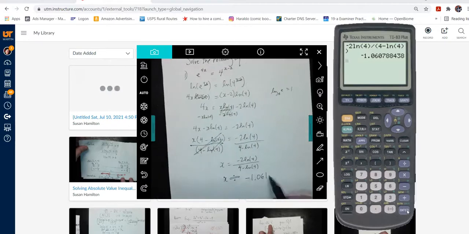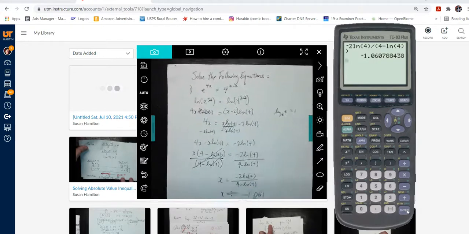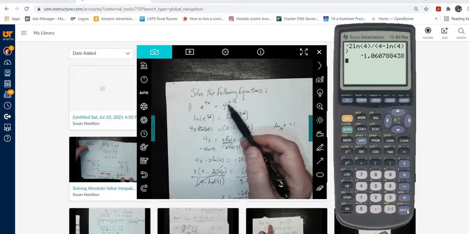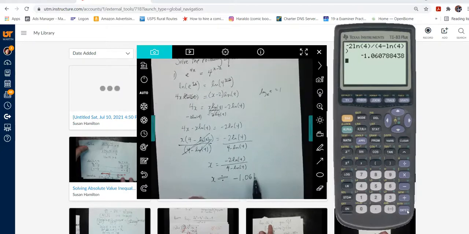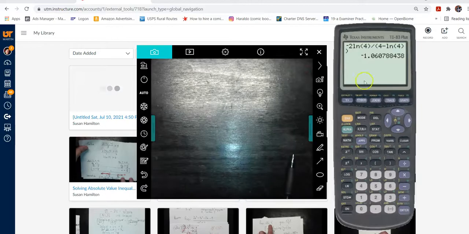And so what we could do now is go back up in here and plug that into x, and we should find that the two answers are very close, because don't forget we're taking an approximation there. Alright, let's go on to the next one.